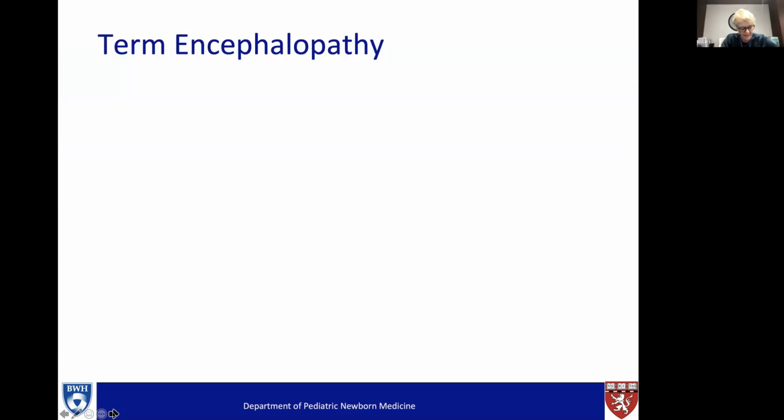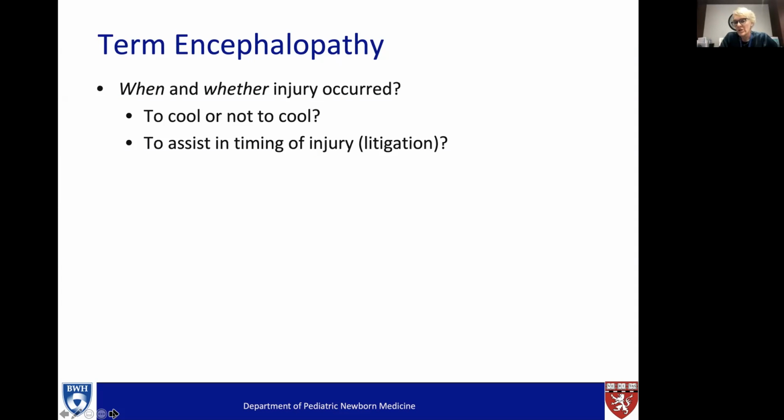So how can we apply this in the term infant who may have encephalopathy? What we want to use the MRI to help us know is when and whether any injury occurred. And this may help us in the future to understand whether cooling is the right strategy as more and more different types of therapies become available, particularly stem cells, where we can't administer both stem cells and cooling at the same time. It may also help us in understanding when injury occurred, and this is obviously particularly relevant within the United States, where litigation is a major problem.